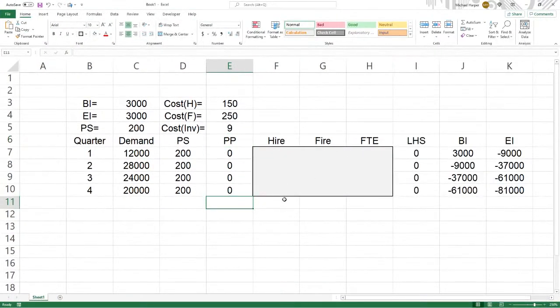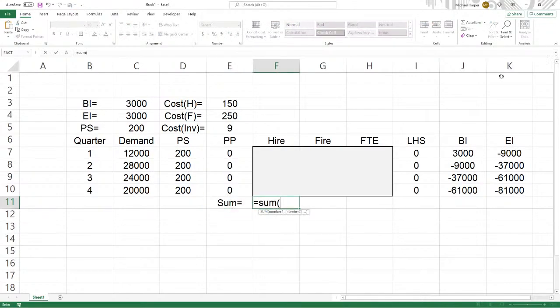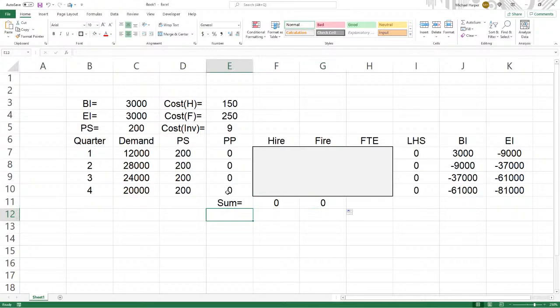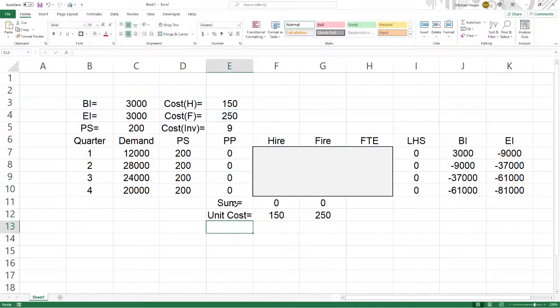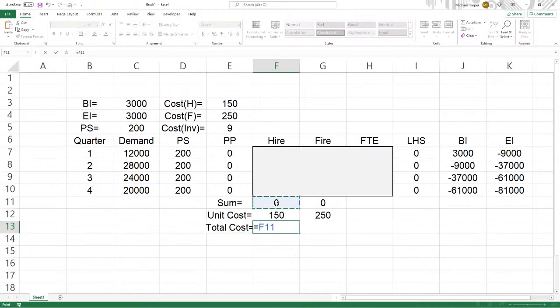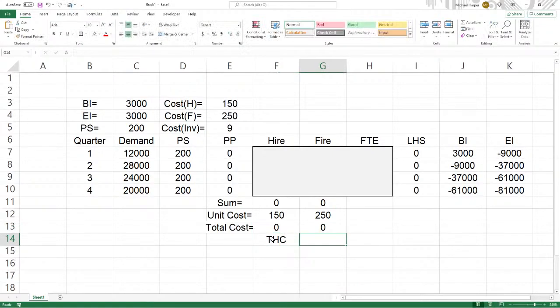Okay, so right here for the hire and fire, we want a sum. Like how many are we hiring over the year? How many are we firing over the year? Whatever it is, the unit cost equals 150 for hire, 250 for fire. Our total cost equals how many you hire times the unit cost, and copy that over. So there's going to be the total. This is the total hiring cost and total firing cost. And there they are.